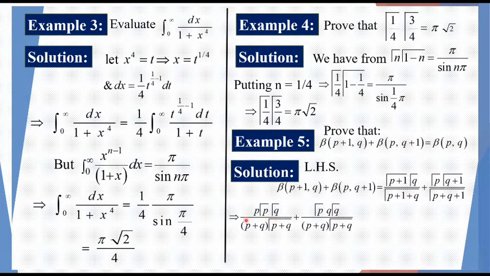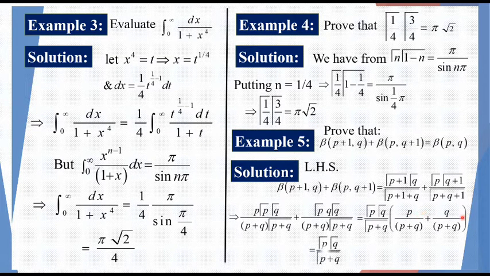Now see here, in both cases gamma p gamma q upon p plus q gamma p plus q is common, or we can take only gamma p gamma q upon gamma p plus q as common. So p upon p plus q and q upon p plus q remain in the bracket. When we take the LCM, it will also be p plus q. So p plus q is cancelled by the p plus q. Only gamma p gamma q upon gamma p plus q remains, and that is beta p q, which is the right hand side. So we have proved this particular problem.